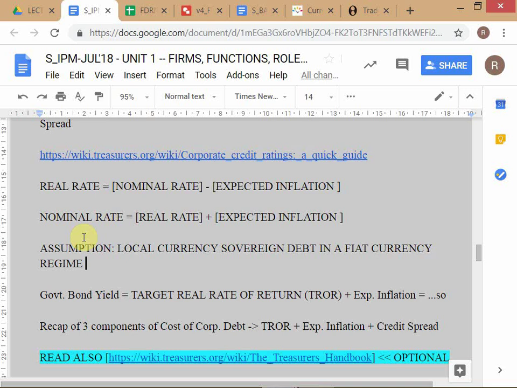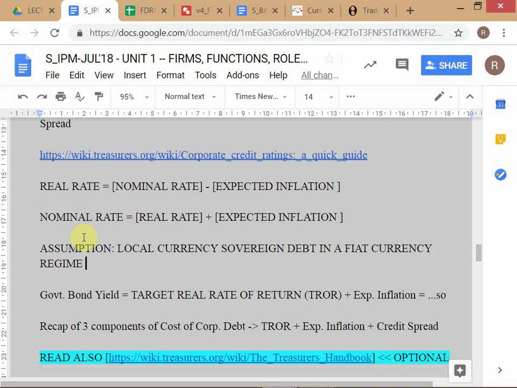So fiat currency, has everyone understood? Fiat currency means this. Most of the modern economies today have fiat currency. Only in Singapore there is some kind of a loose gold standard that works. But most of the countries, US, Canada, India, UK, are all fiat currency. The money is good only because the central bank says that I will pay you 100 rupees to the bearer of this note. So that's a fiat currency regime.